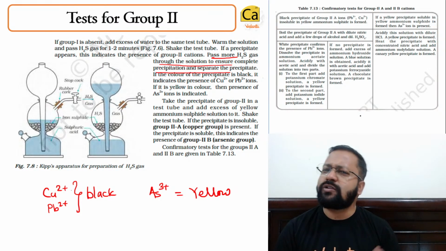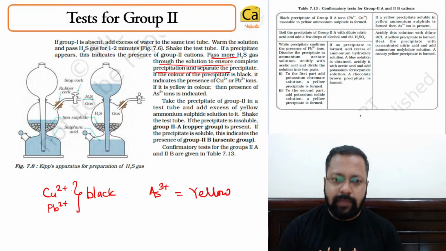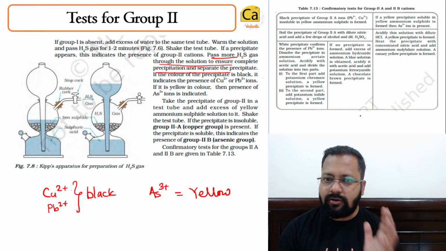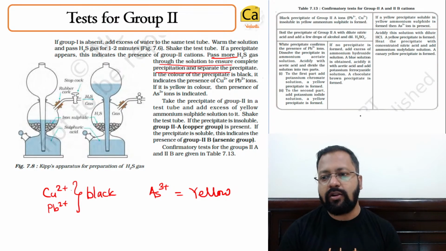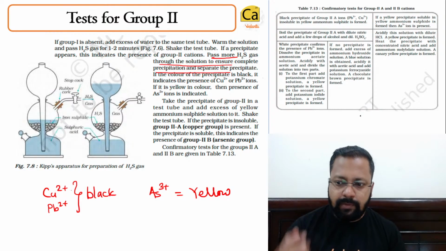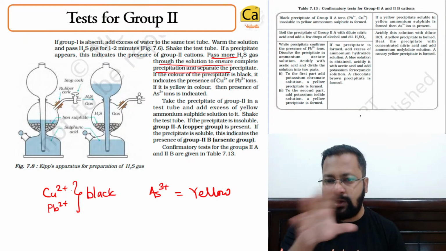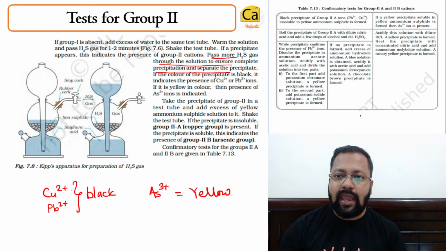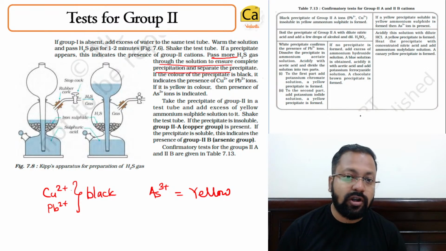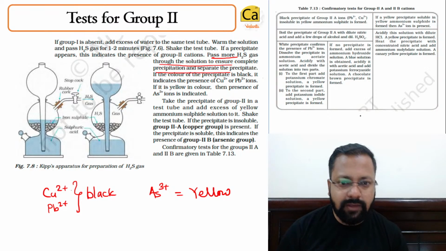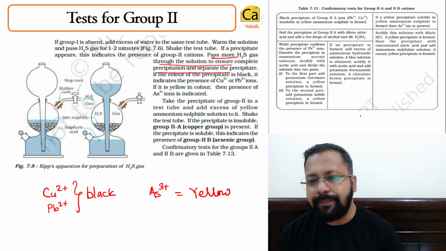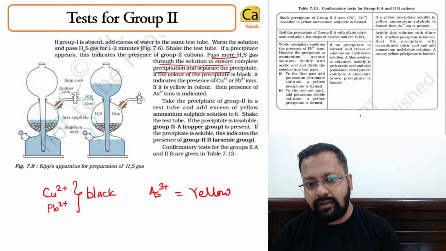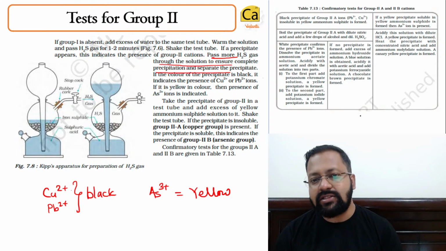In fact, most of the questions in JEE Mains or NEET will just require you to remember the color of these precipitates. If you remember the color of these precipitates, you will be able to answer most of the questions because you are not being asked reactions. Okay? What you have to do is confirm that these cations are present.